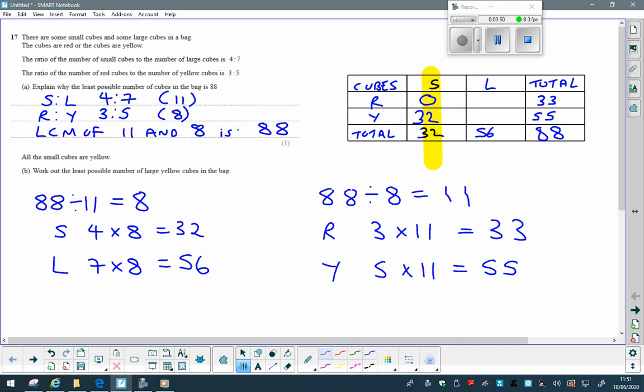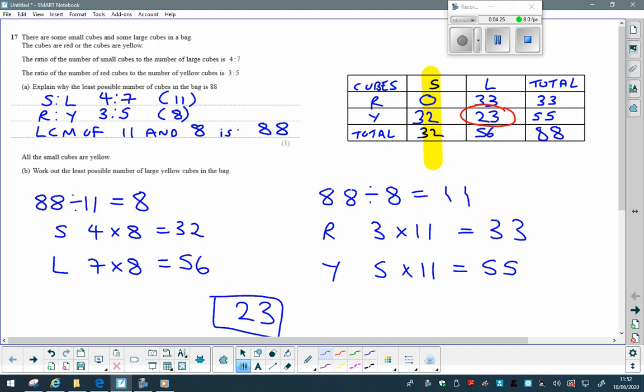Okay. Now, looking across the yellow column here, this number must be 23. And this number must be 33. The question is, work out the least possible number of large yellow cubes in the bag. It'll take a different colour pen. That is that number there. So the answer to this question is 23.